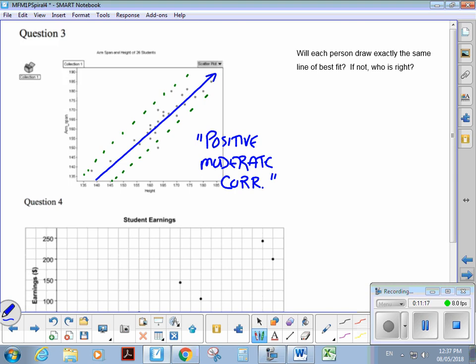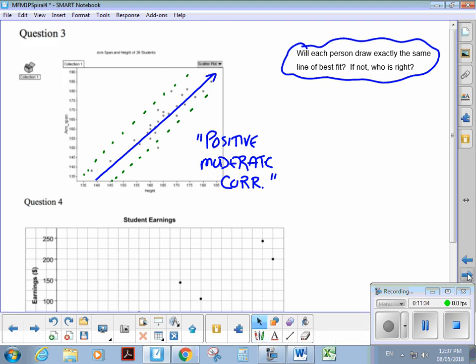So the question up here is, will each person draw the exact same line of best fit every time? And the answer is no. It's going to depend on where you hold the ruler. But you're going to be within reason. You're all going to be pretty close when you do your line of best fit. So again, using your ruler, you line it up so you've got about half the dots on this side of the line and half the dots on that side of the line when you draw that line of best fit. If you start with the corridor, the green, then you kind of just eye it and put your ruler down the middle, and that will represent your line of best fit.